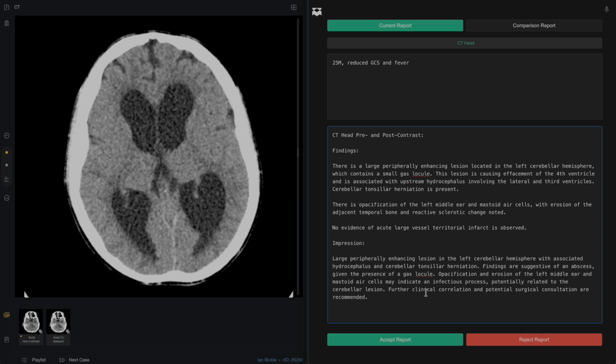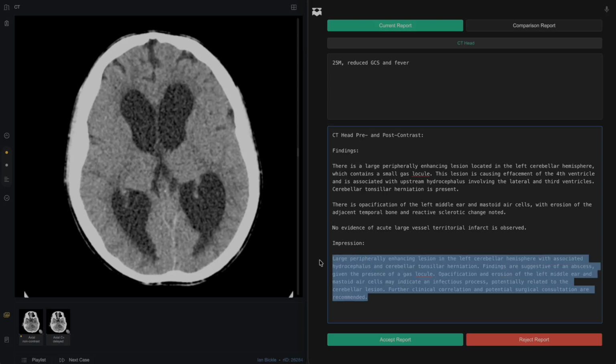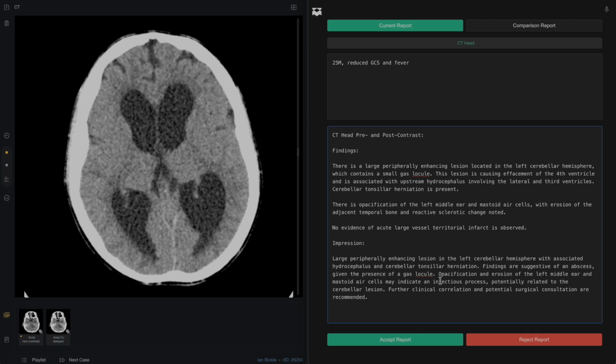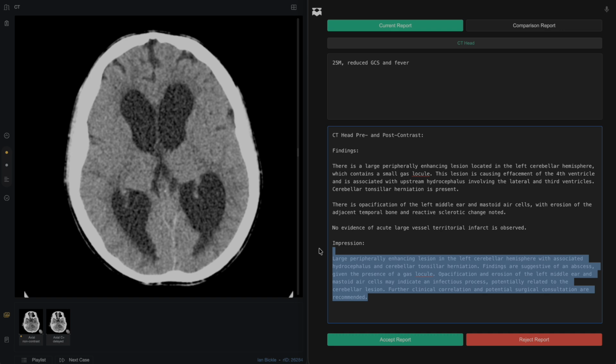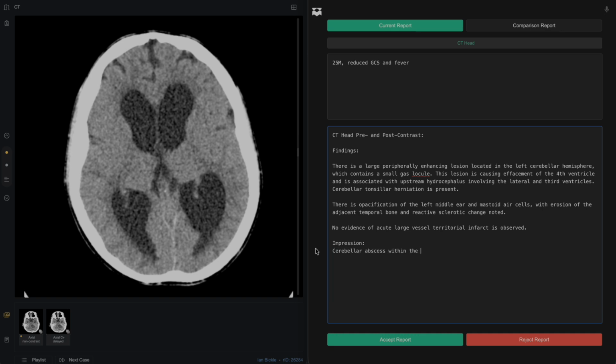Okay, so it's given us a bit of an opinion here. It's rounding it up into an infective process within the mastoid air cells, likely causing the cerebellar abscess. And it's saying it is suggestive of an abscess given the presence of the gas locule. That's good. I think we can probably make this slightly more succinct. So perhaps we could say abscess within the left cerebellar hemisphere, effacing the fourth ventricle and causing acute hydrocephalus. The left mastoid air cells suggest infection from adjacent mastoid disease. And we should probably recommend urgent neurosurgical review. Okay, let's finish there.